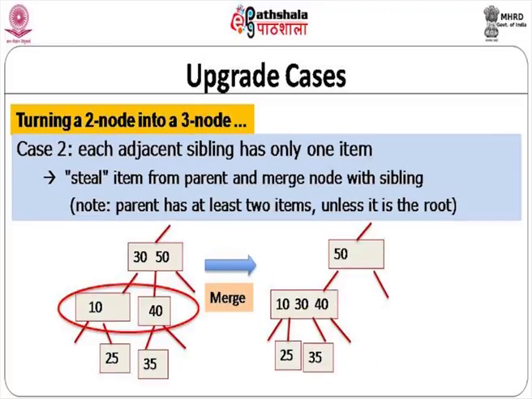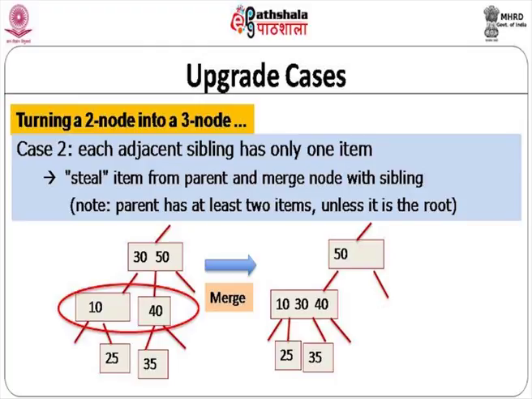Case 2, each adjacent sibling has only one item. So, for example, here 10 and 40, the adjacent item has only one node. So, you cannot borrow from that because it is already in that danger case. So, what do you do? You steal from the parent and merge the node with the sibling. So, take 30 from the parent and merge 10, 30, 40.